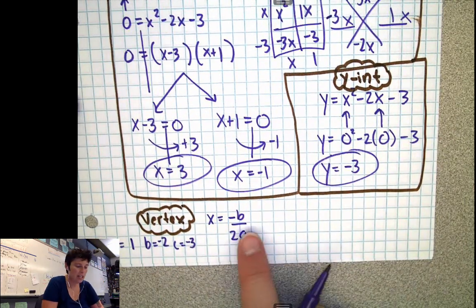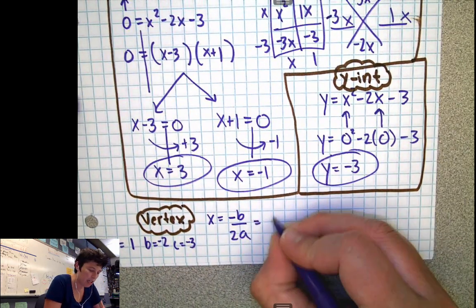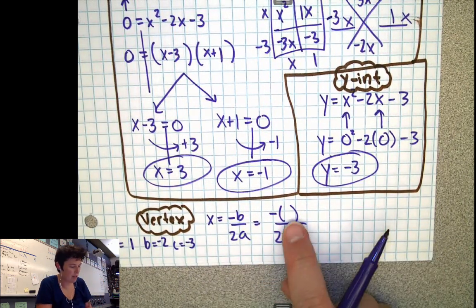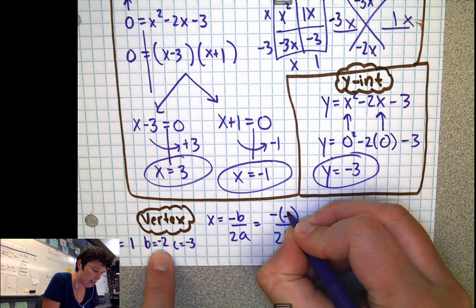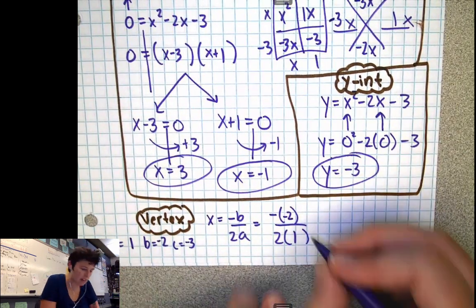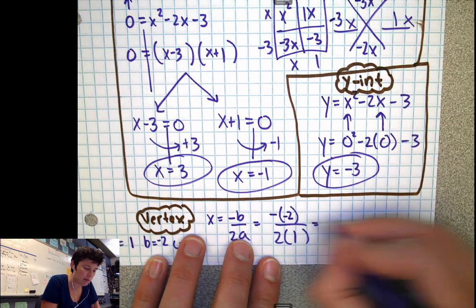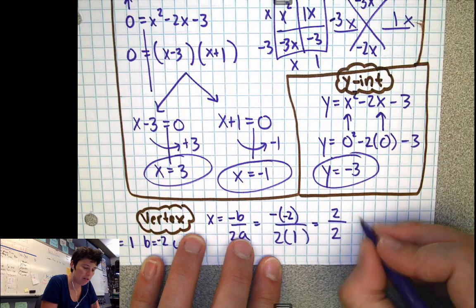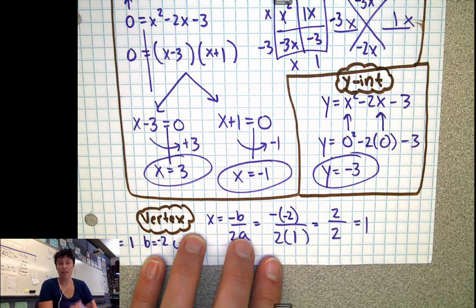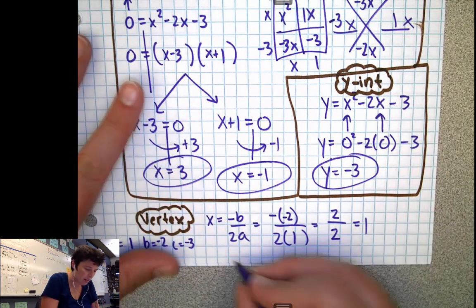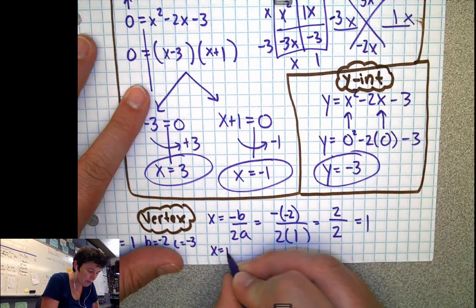And we're going to change negative b over 2a to negative blank over 2 times blank. And we're going to put for b a negative 2 in there, and for a 1 in there, and do some quick math. Now negative 2 becomes a positive 2. 2 times 1 is 2. 2 divided by 2 equals 1. So we just figured out that our vertex is at x equals 1. So I'm going to clean that up underneath and write x equals 1.